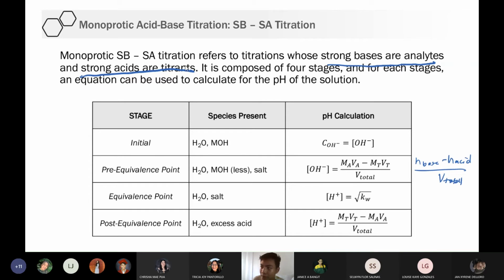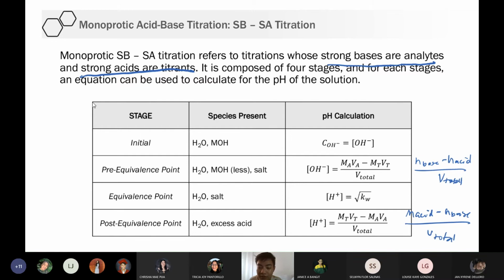Then, after adding enough amount of titrant, we will reach the equivalence point. Okay, the one that contributes to the pH of the solution is the water. That's the square root of Kw, or if you solve for pH, that's equal to 7. Ganun pa rin, 7, kasi strong acid, strong base yan, remember. And then we have the post-equivalence point kung saan sumobra na yung titrant, yung acid na yung sumobra. So to solve for the excess acid, that is the mole acid minus the mole base divided by the total volume.